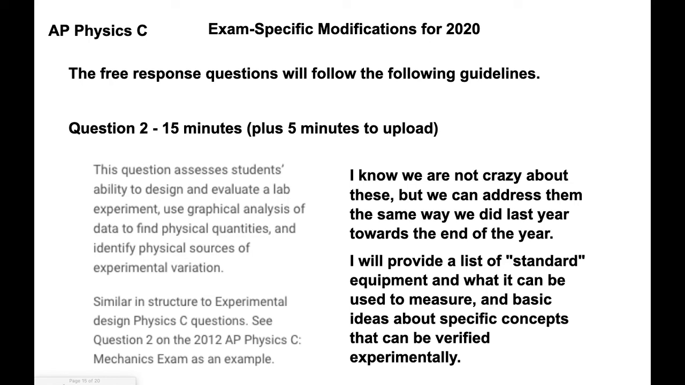Now, I know we're not big fans of these, but we can address them the same way we did last year towards the end of the year. I'm going to provide you with a list of standard lab equipment, what it can be used to measure, and the basic ideas about specific concepts that can be verified experimentally in the laboratory.